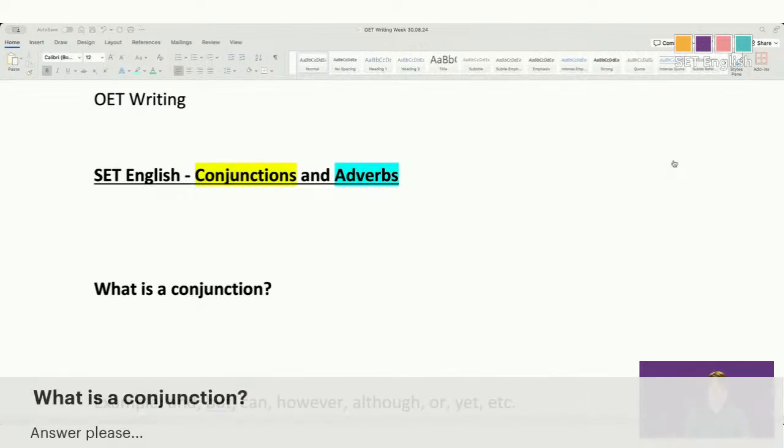What is a conjunction? Can we answer this? All right. I'll be responding to your comments. Just tell me what you think it is. Anything at all. Tell me what you think it is.